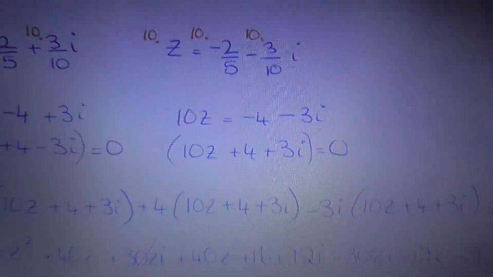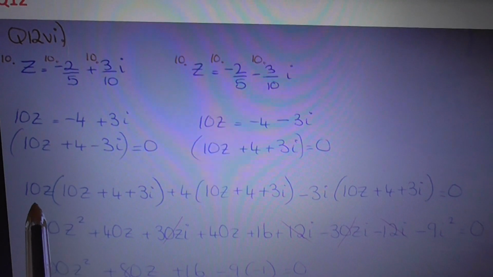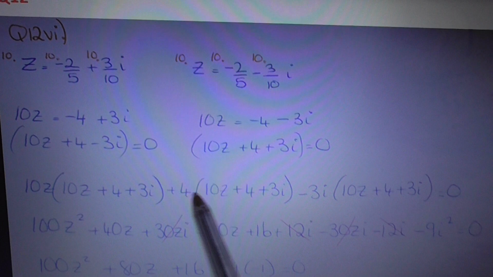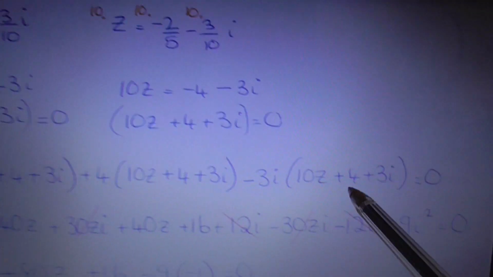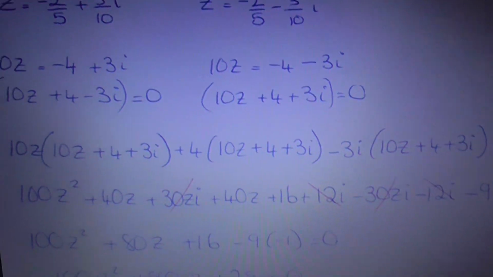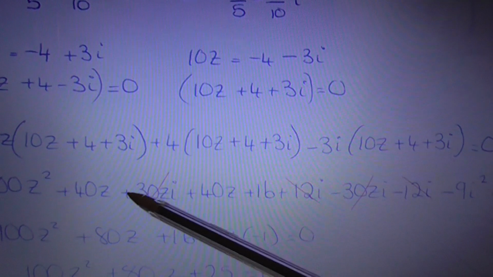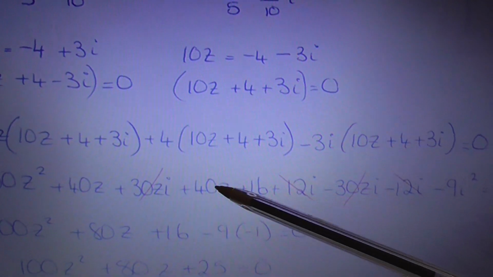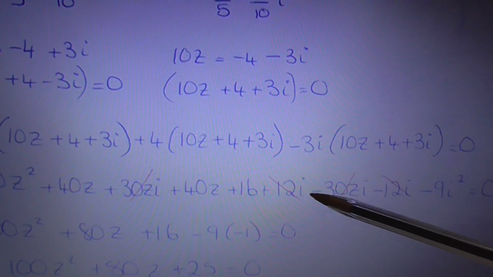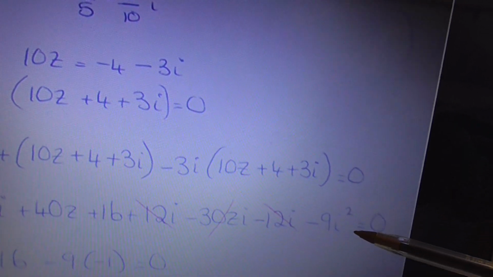I'm now multiplying both of those factors together. So split the brackets. It's going to be 10z by the second bracket plus 4 by the second bracket minus 3i by the second bracket, all equal to 0. Multiply it out and watch your multiplication and watch your signs. You'll end up with 100z squared plus 40z plus 30zi plus 40z plus 16 plus 12i minus 30zi minus 12i minus 9i squared equals 0.